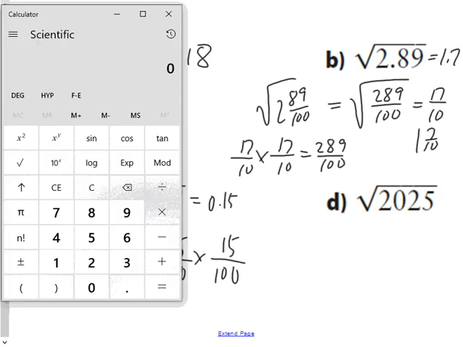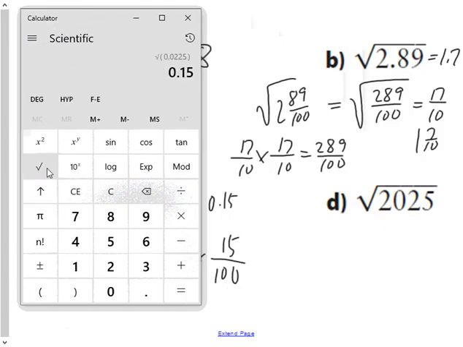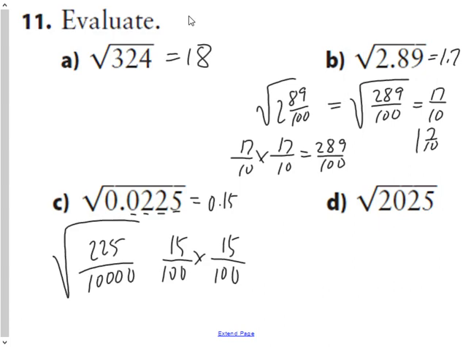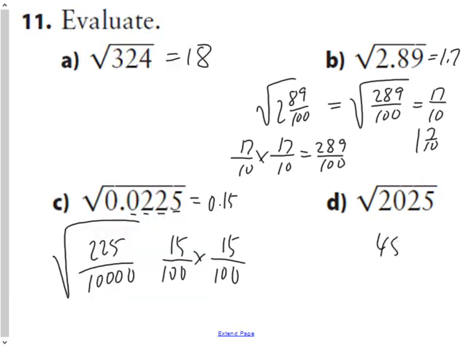Double check with your calculator. What is the square root of decimal 0.0225? There you go. Square root button. The answer is 15 hundredths. And the last question was the square root of 2025. Well, that's too hard to do using our methods that we're using. So put 2025 in and press the square root button, and you get 45.